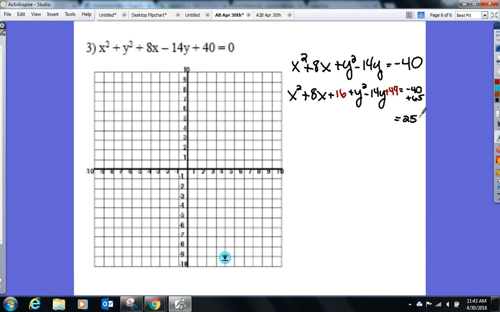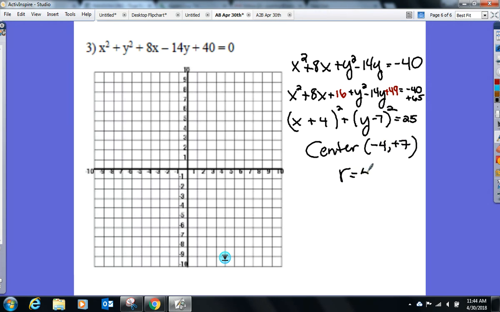So we okay on finding the c values? All right, here we go. What's going to go in that first parenthesis? x, half your b value, plus 4. And then for the y's, half your b value, sign included, minus 7 squared. So what was your center for this one? Negative 4, positive 7. And your radius length? 5. Go ahead and graph both while we still have time.